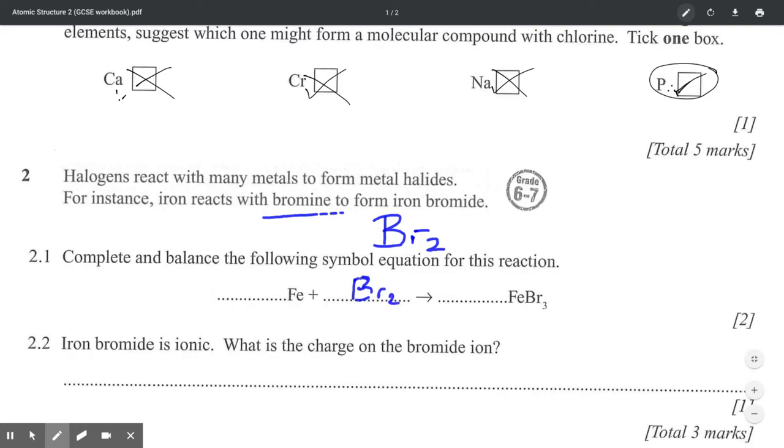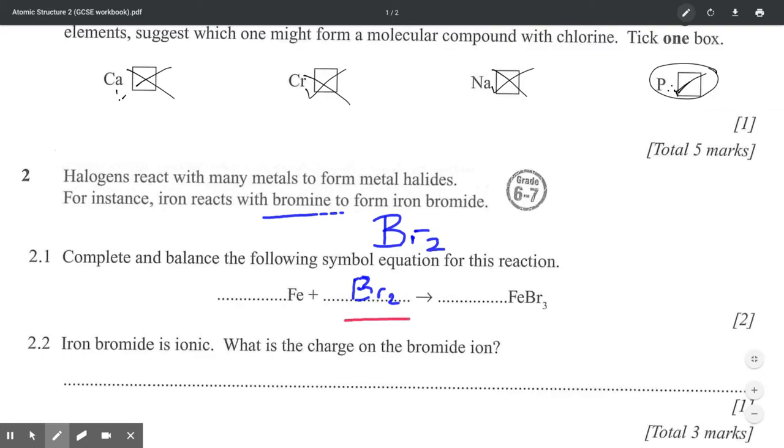Now, once we've got the symbols in, obviously we never change those. We just have to balance up the equation. So on the left-hand side of the equation, we've got 1 iron and we've got 2 bromines. On the right-hand side, we've got 1 iron and 3 bromines. The iron is okay, the problem is the bromine. So in the first instance, we need to make the 2 bromine become 3 bromines.